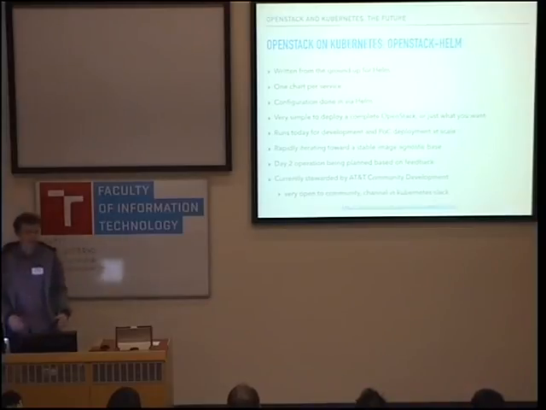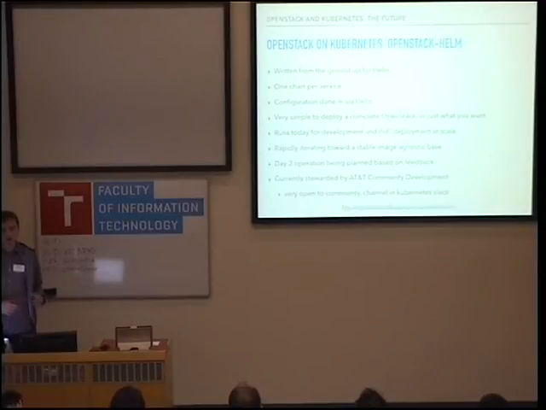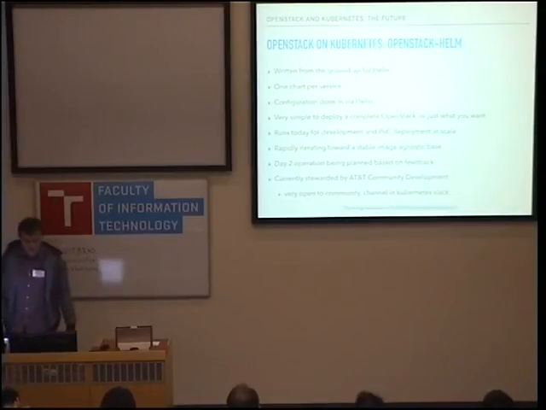The other major project in this area that's appearing at the moment is OpenStack Helm, which is written totally from the ground up for this package manager. It takes the idea of one chart per service. It performs all of its configuration management within Helm. And it runs today for both development and proof of concept deployment at scale, and it's rapidly iterating towards a stable image agnostic base. So we've been testing it with all of the images that I mentioned previously, and it's running capably with all of them.